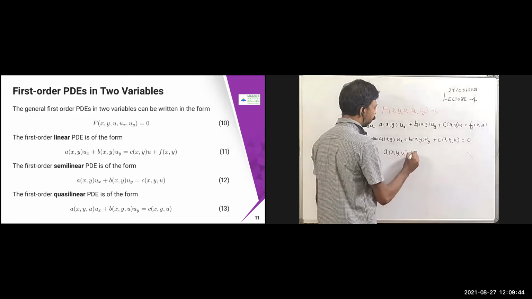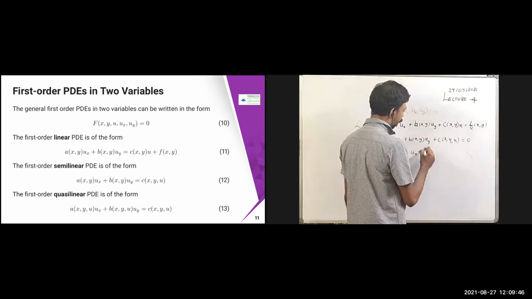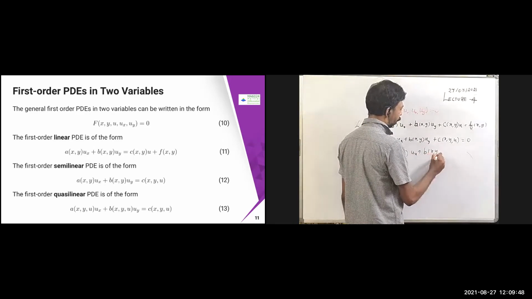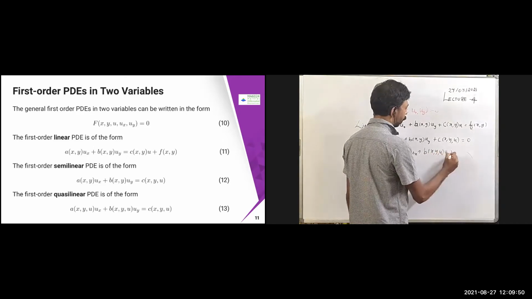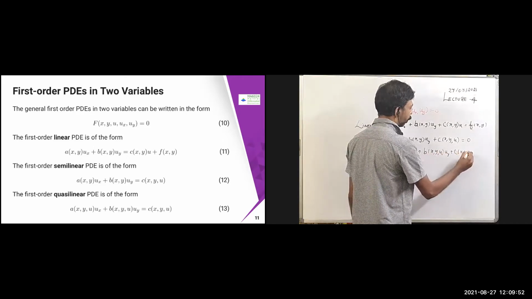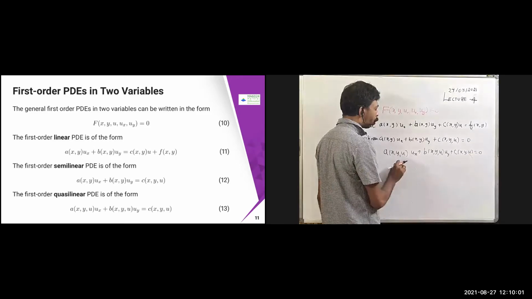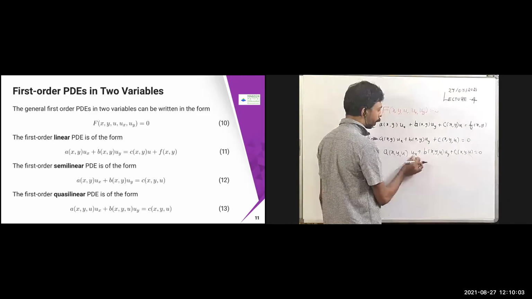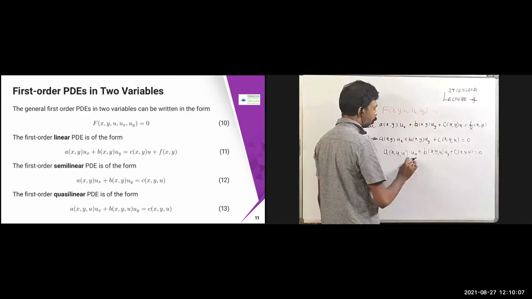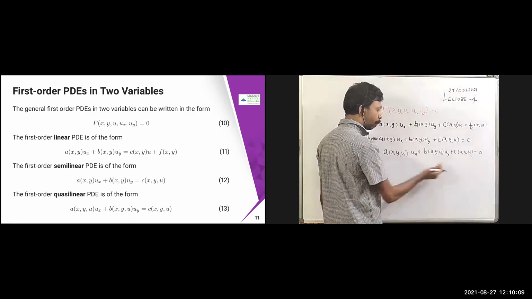Now quasi-linear, so in this case it is going to become a of x comma y comma u ux plus b of x comma y comma u uy plus c of x comma y comma u equal to 0. It can depend on up to the previous derivative. Whatever the highest derivative is, its coefficient can have u, du, d square u, etc., up to the previous derivative it can come.